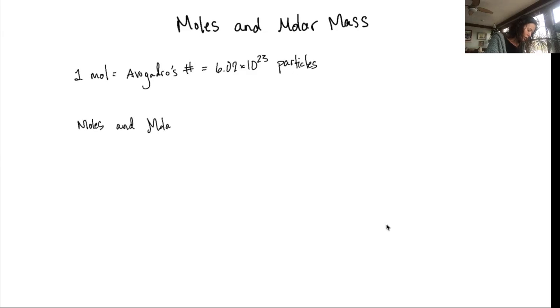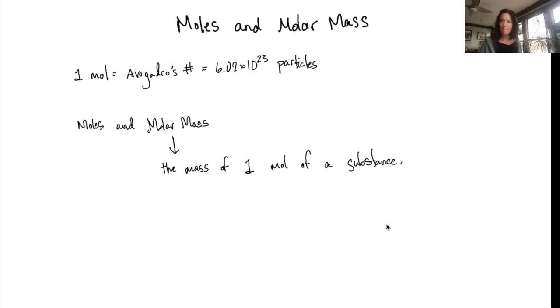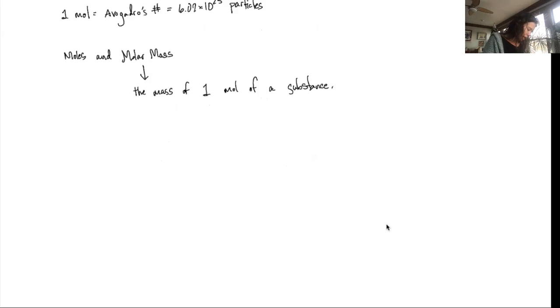All right, what is molar mass? It is the mass of 1 mole of a substance. You've got to have a pure substance to have a mole. Well, to have a molar mass, we would need to have, well, not necessarily.